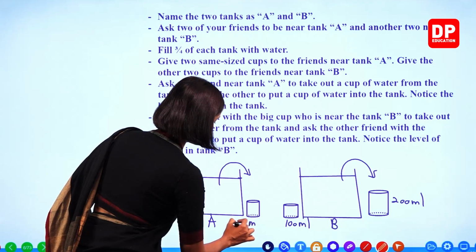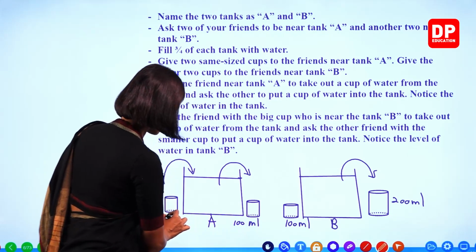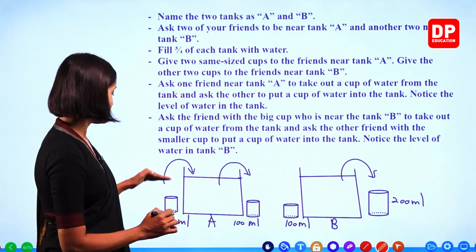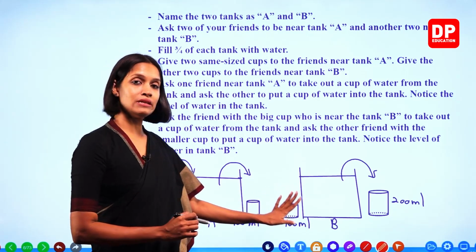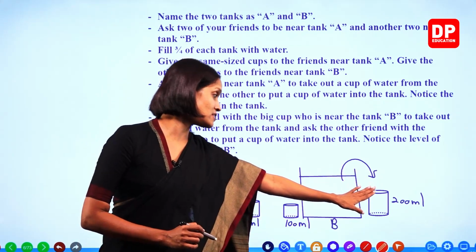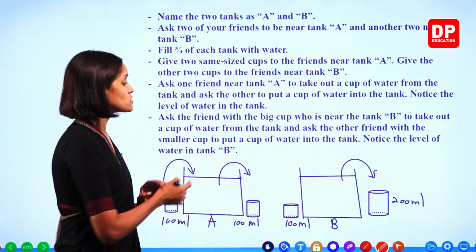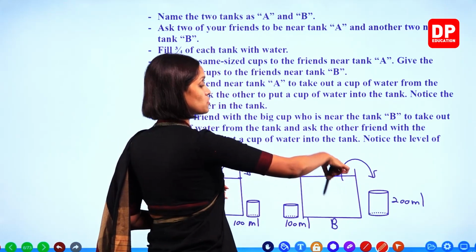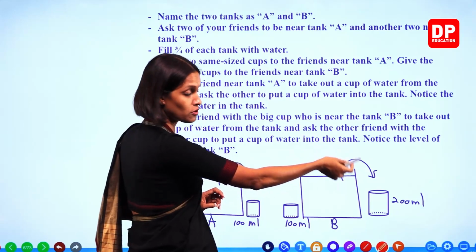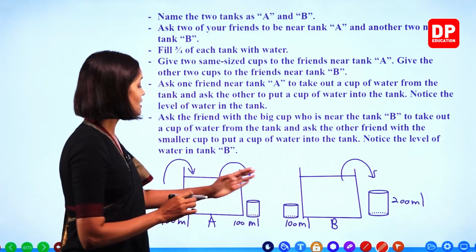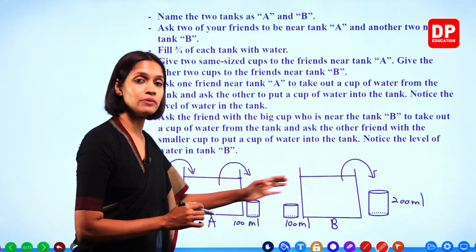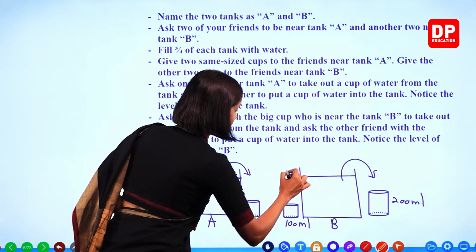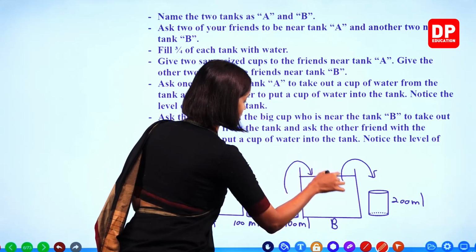These are also 100 milliliters. The volume of each cup here is 100 milliliters, 100 milliliters, 100 milliliters, and that one is 200 milliliters. So here, the friend with the 200 milliliters cup should remove a cup full of water, and then the other friend near tank B, with the smaller 100 milliliters cup, has to fill water into the tank.